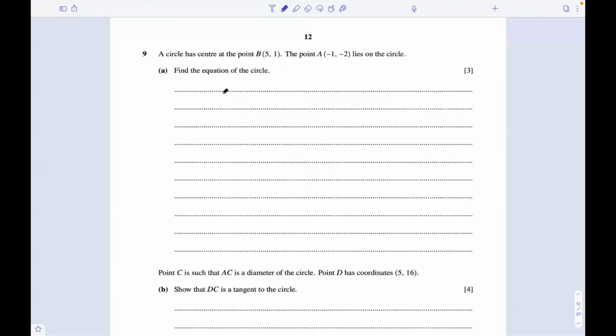Question, we have to find the equation of the circle. We know that the equation of the circle is given as (x minus a) whole squared plus (y minus b) whole squared is equal to r squared, where (a, b) is the center of the circle and r is the radius. So this is the center and r is the radius.